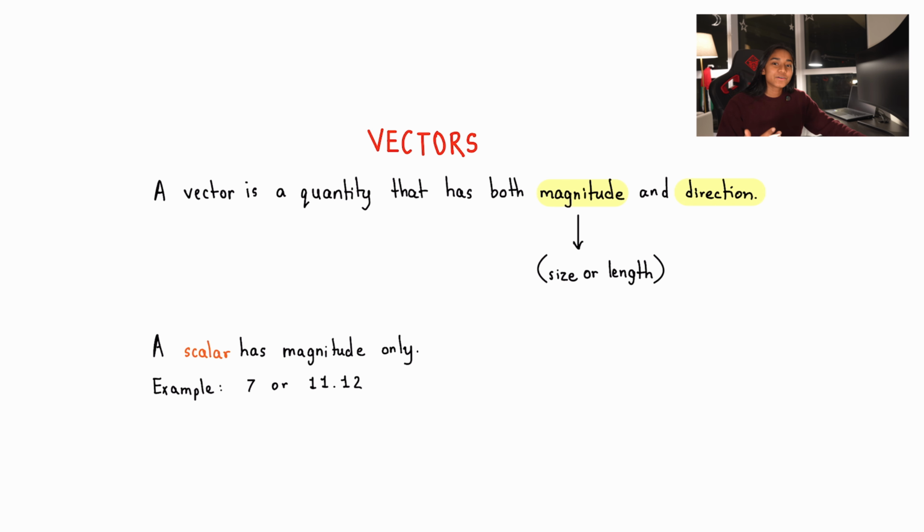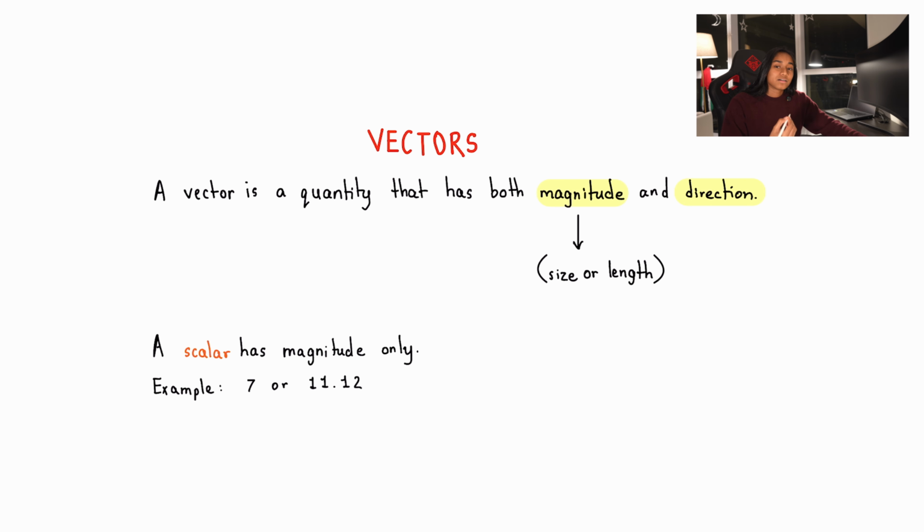In this video, we're going to go through the topic of vectors. And let's start by defining a vector. So a vector is a quantity that has both magnitude and direction. So magnitude is size or length, and we are already familiar with a quantity that has magnitude only, which is a scalar quantity. So a scalar quantity has magnitude only, all right?